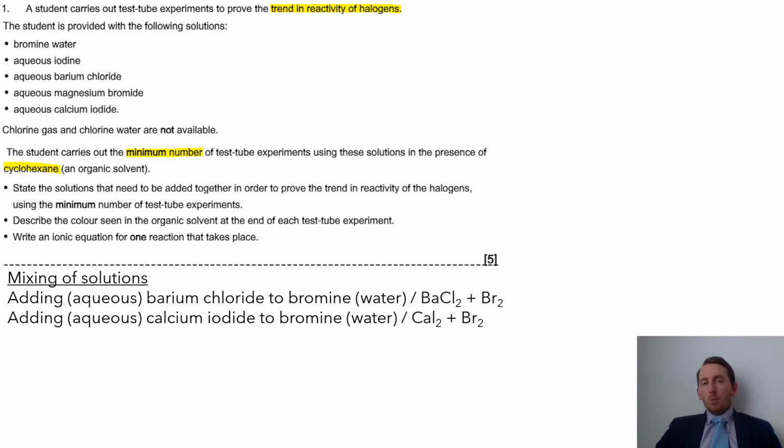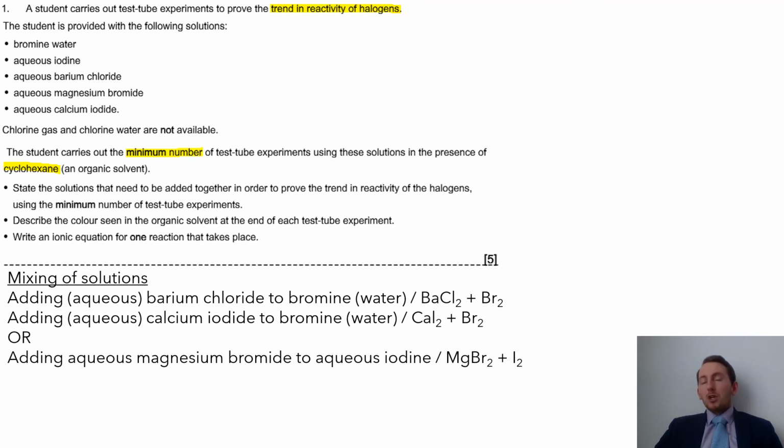Now the next one we could do is calcium iodide and bromine. Again, the question is, is bromine reactive enough to come and displace iodine? Well, the answer is yes, there will be a displacement reaction that occurs. So from these 2 test tube experiments, we've determined that chlorine is more reactive than bromine, and that bromine is more reactive than iodine. So there we have our order straight away from just 2 experiments.